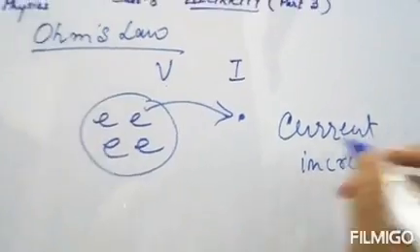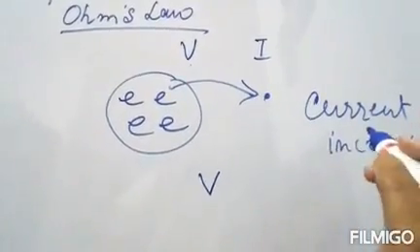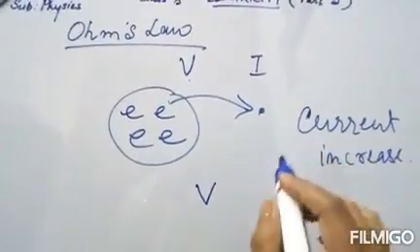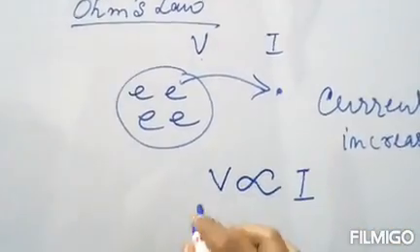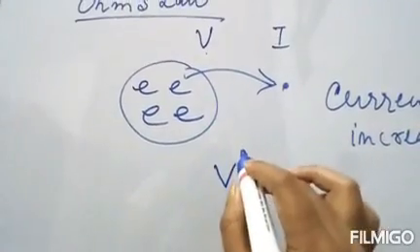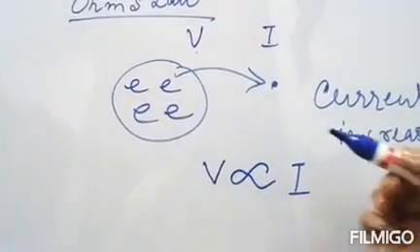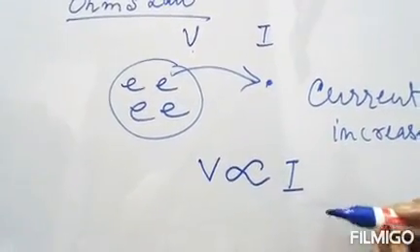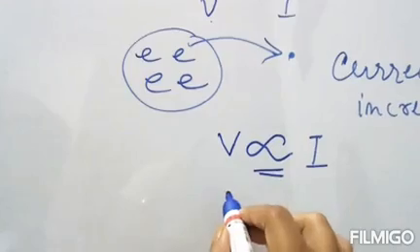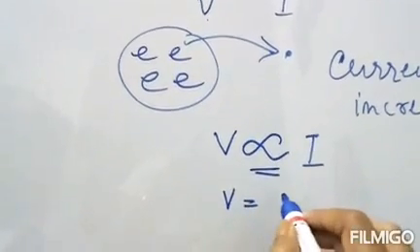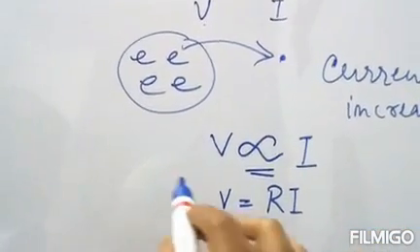So we can say that more is the potential difference, more is the current. We can represent it mathematically as V is directly proportional to I. That means with the increase in the potential difference, more will be the current, and with the decrease in potential difference, less will be the current. Now to remove this proportionality, we require one proportional constant, and that proportional constant is resistance that we had discussed earlier.